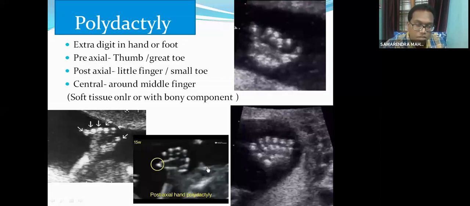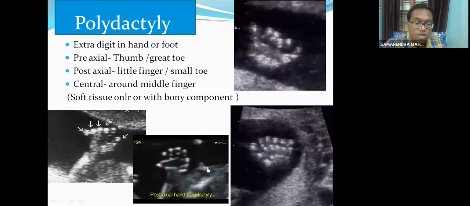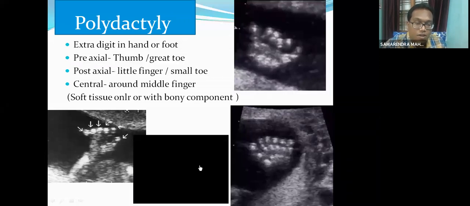And this is an image video from the Fetal Medicine Foundation showing pre-axial foot polydactyly and post-axial polydactyly at the level of the hand.